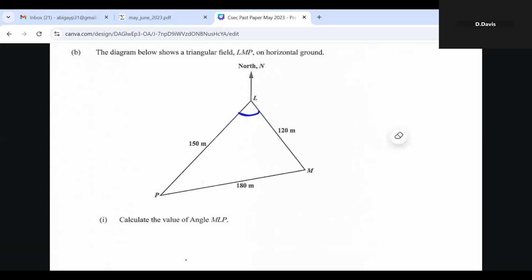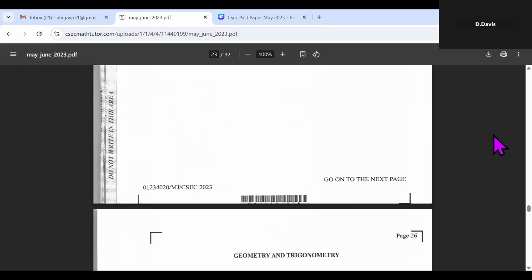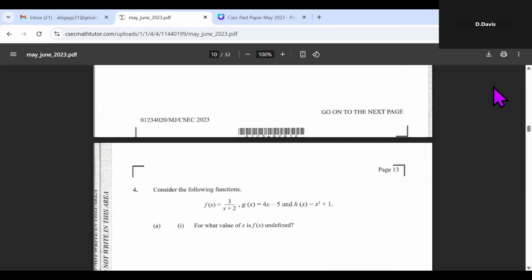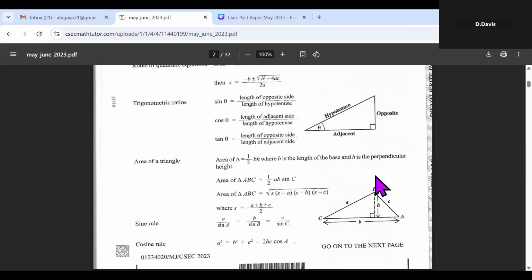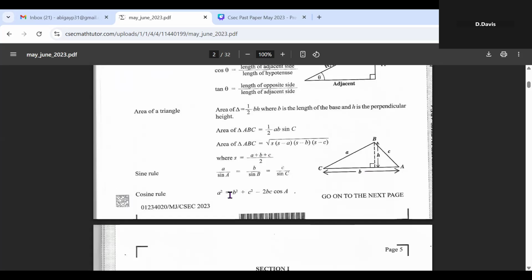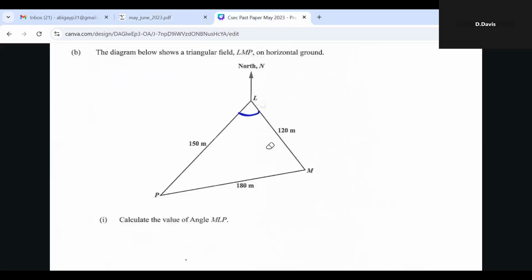Let me see if I can get the picture of the cosine rule. All right, so it's over here. Cosine rule is right here. So a square equal b square plus c square minus 2bc cos A. So that's the cosine rule. All right. Let us go back to here.